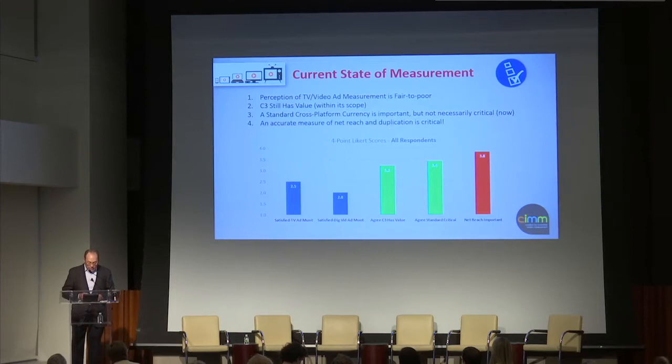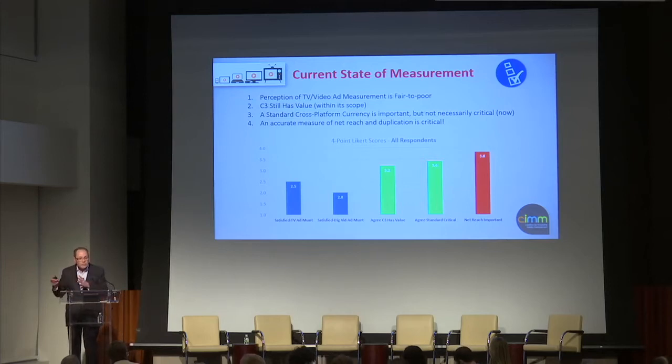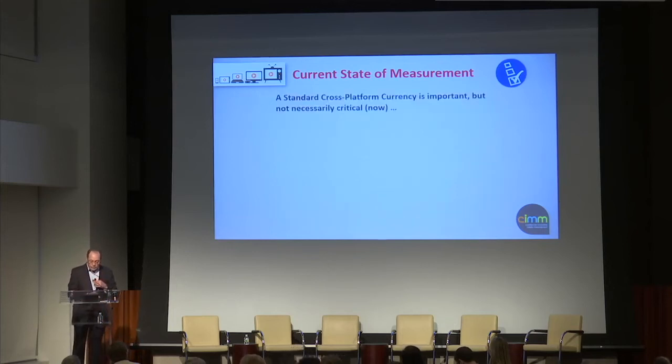Finally, in red, what is considered critical out of all this, or very important, is an accurate measure of audience, net reach, and duplication across platforms for television and video ads. So I want to take a closer look at these 2 last questions, agreement on a cross-platform standard being critical, and then the importance of net reach. And then we're going to look at the specific proposal from the MRC and get a score on that.